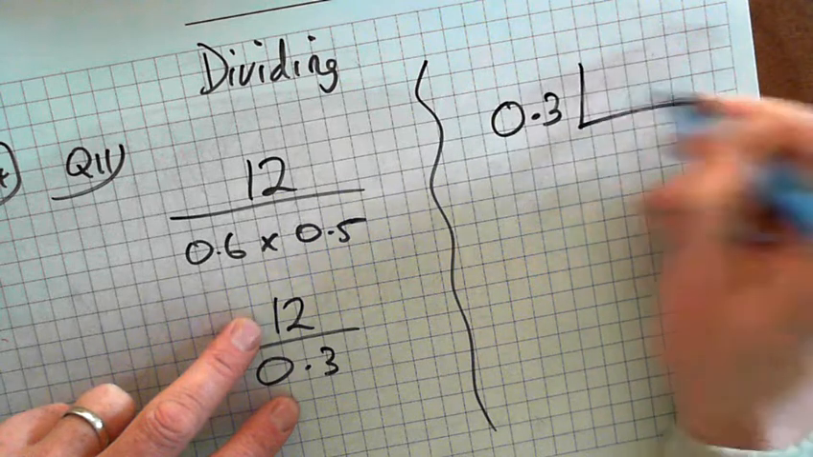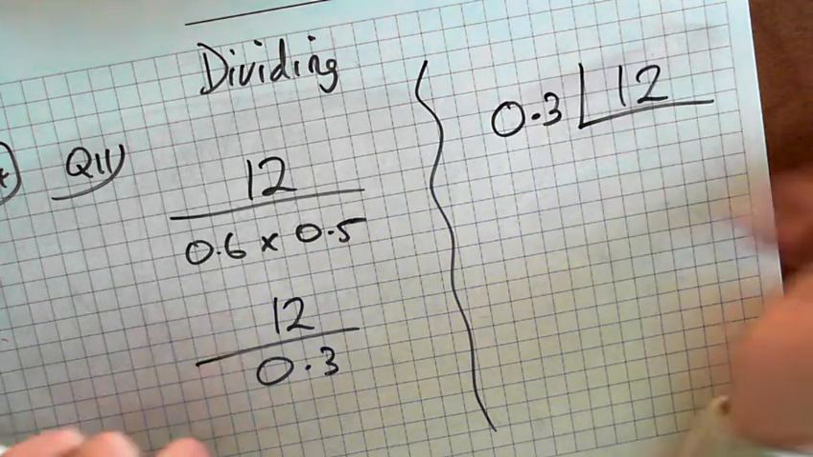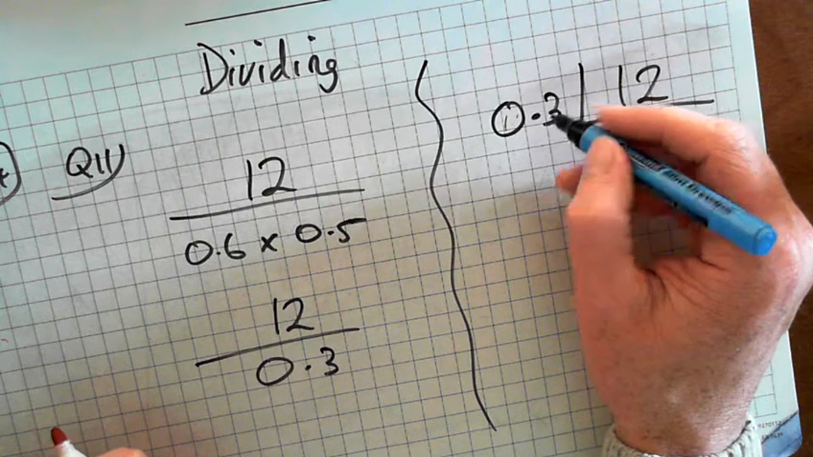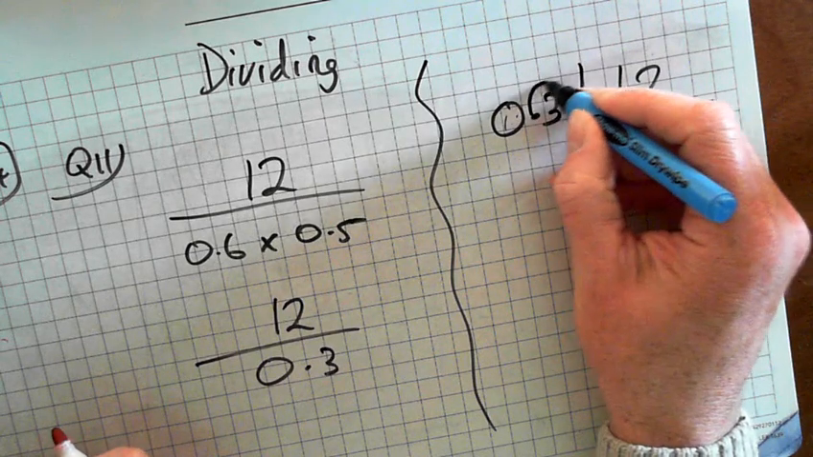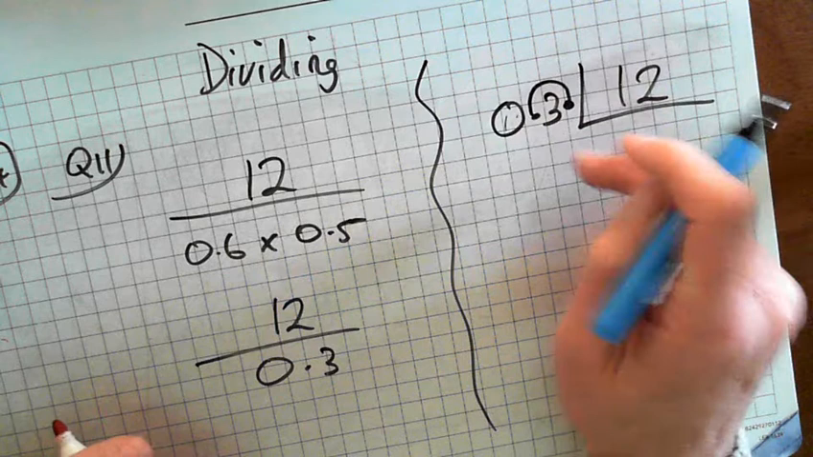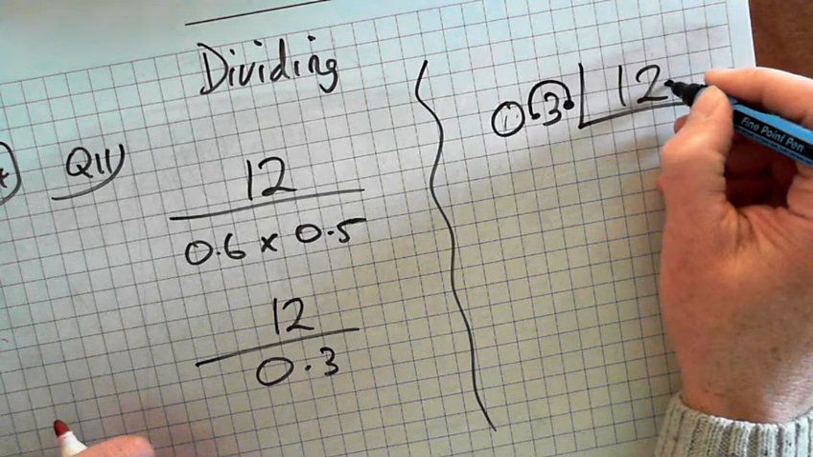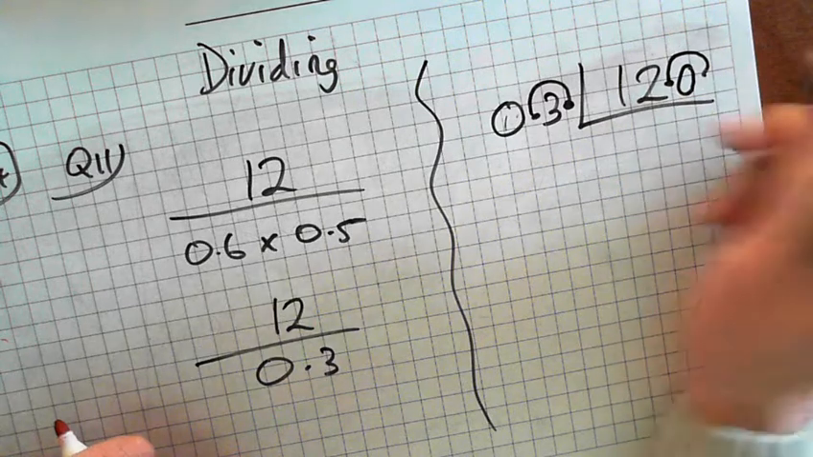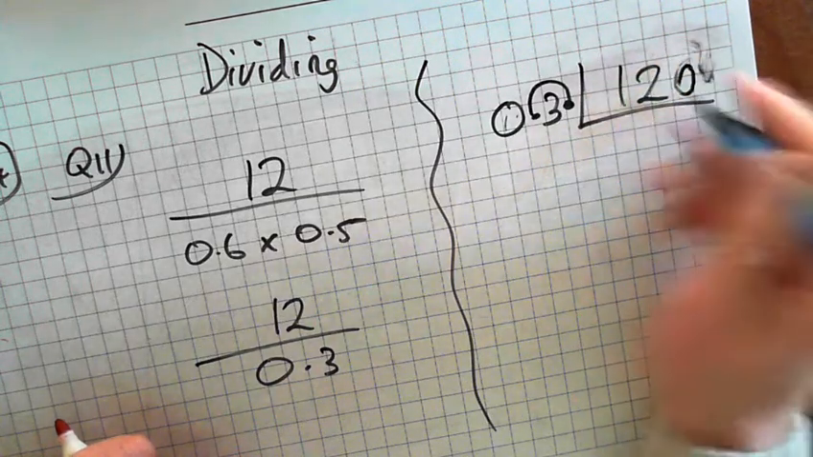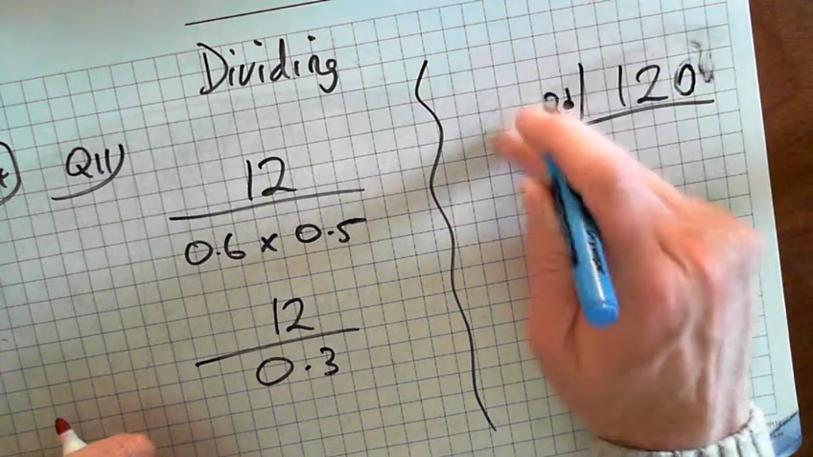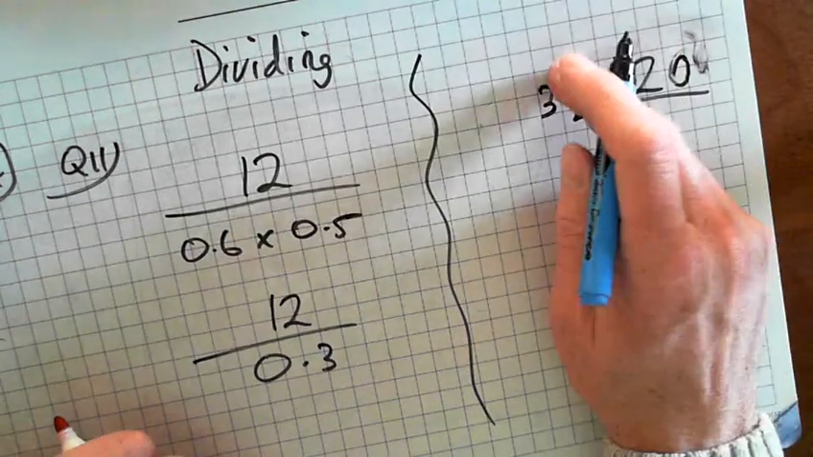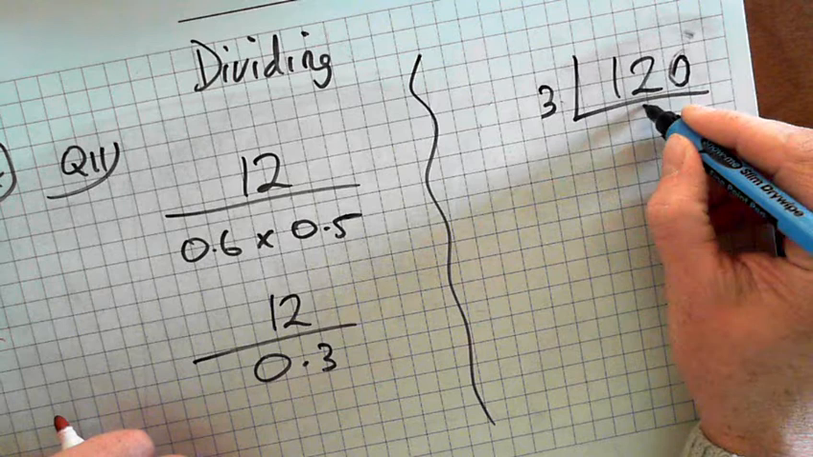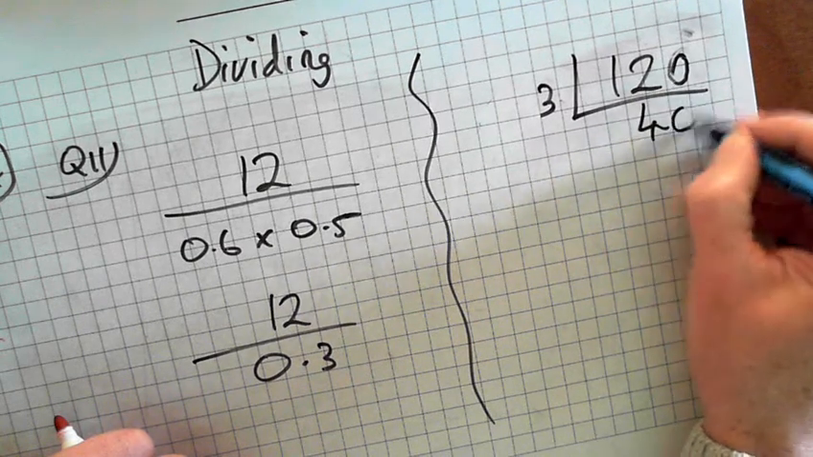0.3 into 12. What do I need with the divisor? The divisor needs to be a whole number. Look it up. Move the decimal point until you get a whole number. Move the decimal point, which is here, 1 place. And what do I get? 120. Here I've got 3 dividing into 120. 3 into 12 goes? 4 times, so 40, isn't it?